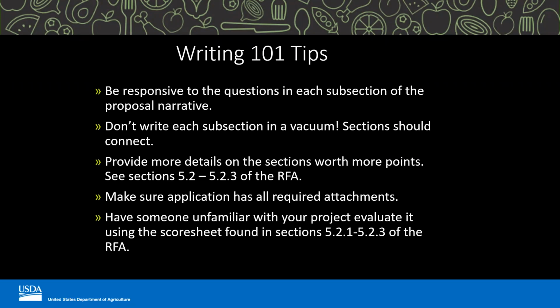Before submitting your application for review through the grants.gov system, please double check to make sure you have all of the required sections and attachments. Points will be deducted from your application if required sections are omitted. Each section of the application is worth a different amount of points. You can find more information on the point system for each section and how your application will be scored in sections 5.2.1 to 5.2.3 in the RFA.